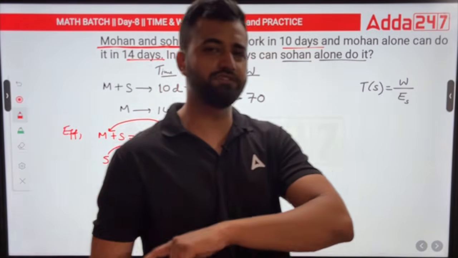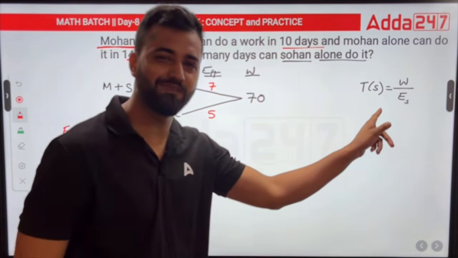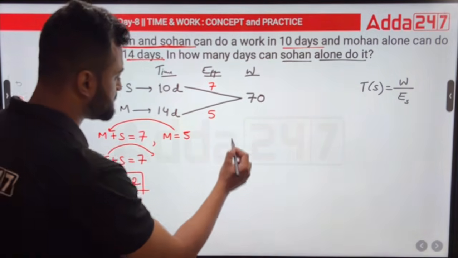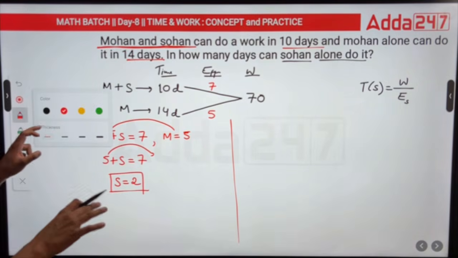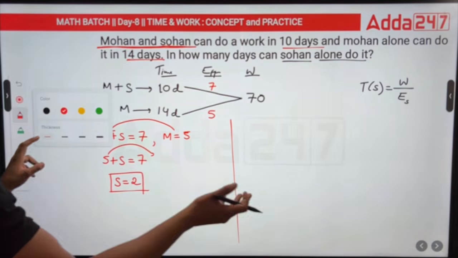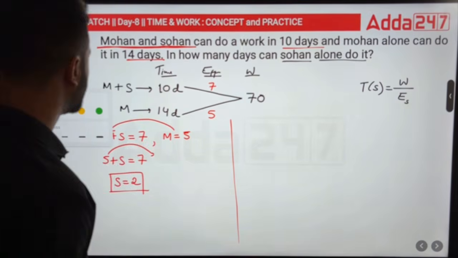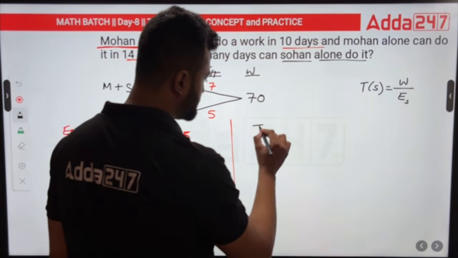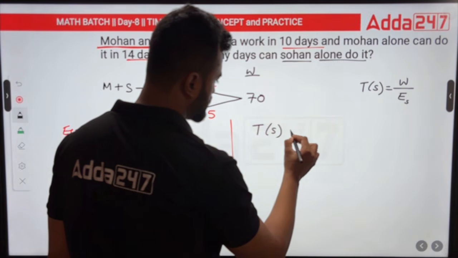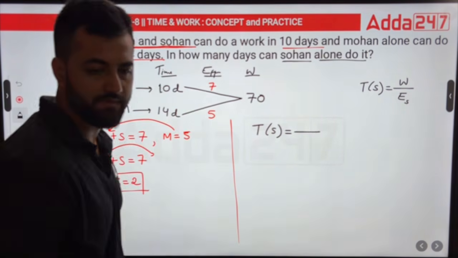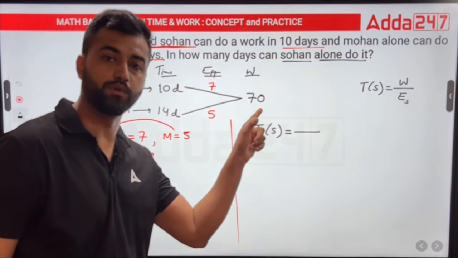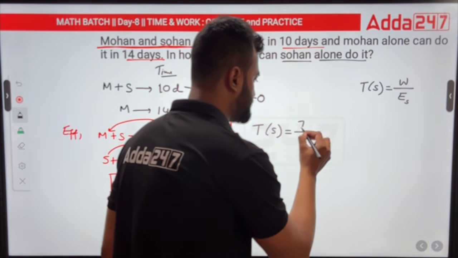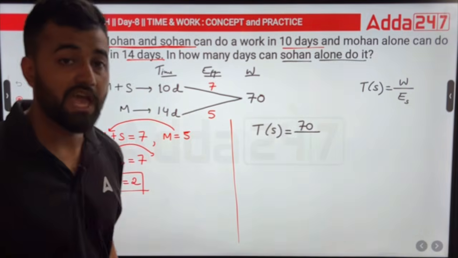Now as I've got Sohan's efficiency, my friend, we can get the time taken by Sohan. So it's very simple. It's like a roadmap you have to make in your mind, that from here I have to go there, and from there I have to go here, and so on. So now time taken by Sohan will be how much? How much work do we have to do? We have the work. See, 70 work we want to do. Put 70 out here, divided by the efficiency of Sohan.